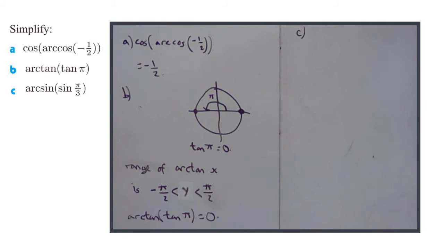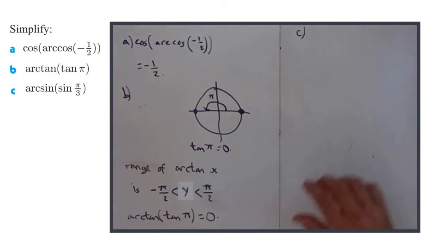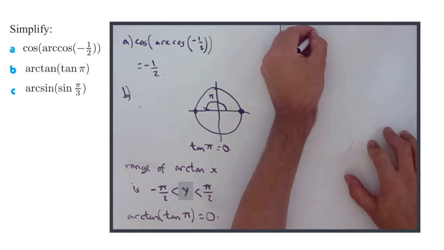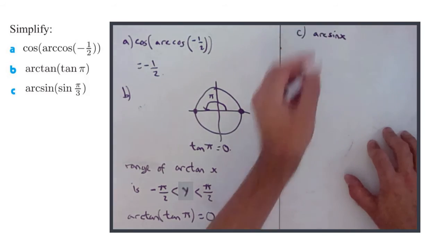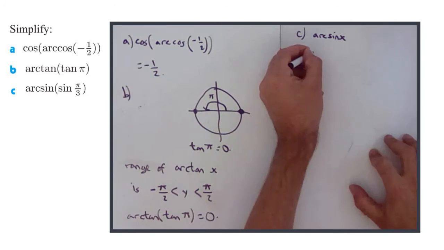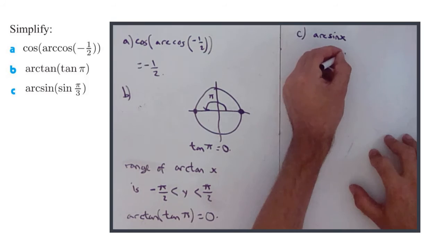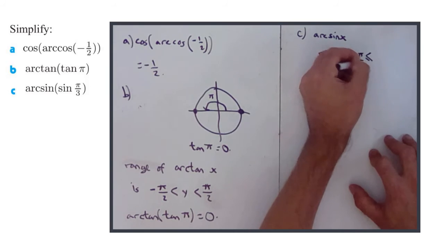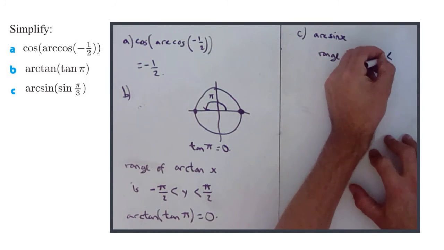Right, part C, we're finding the arc sine of sine pi by 3, right? Now, if we think about arc sine x, when we are restricting the domain of sine x for the purposes of defining the inverse function arc sine x, it's the same as this. So the range of arc sine x is going to be between negative pi by 2 and pi by 2.